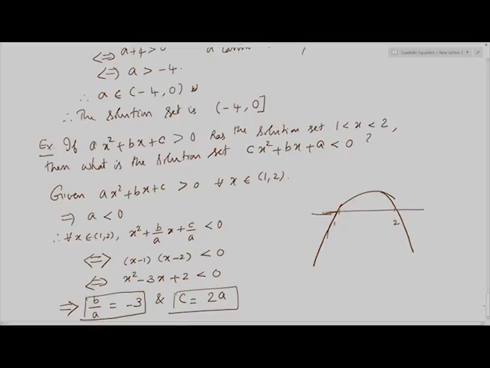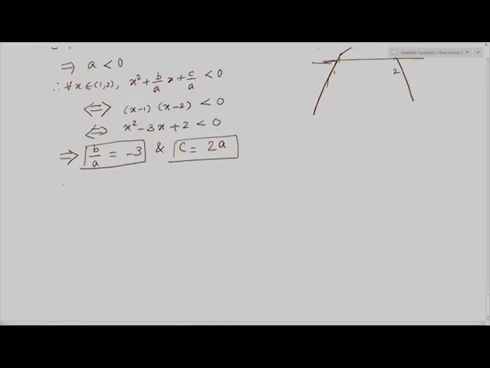cx square plus bx plus a. So, let me write the equation. Therefore, cx square plus bx plus a less than 0 if and only if, substituting the value for c, and writing everything in terms of a, 2ax square minus 3ax plus a is less than 0.